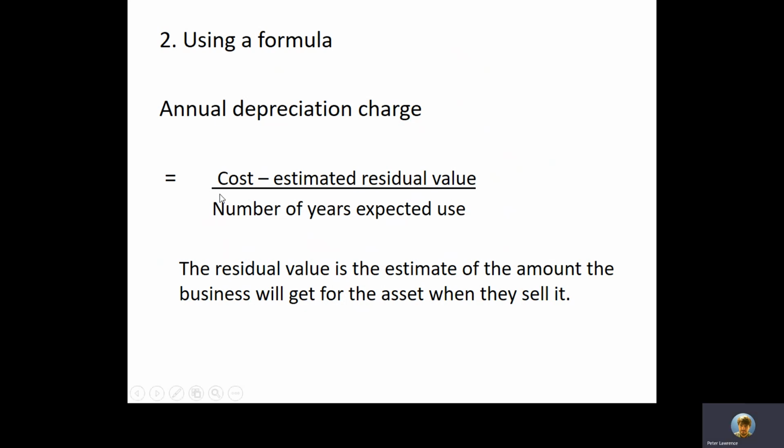So what it originally cost minus the amount you'll get for it when you're done with it, divided by the number of years you're going to use it. That's going to give us our depreciation amount every single year if we use this method. Now, in the exam, you will know to use this method if they tell you that there is a residual or scrap value of an asset.